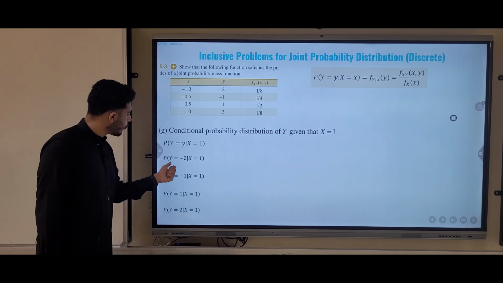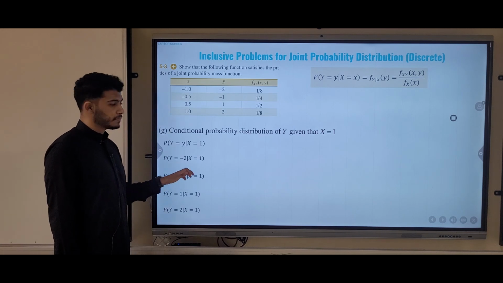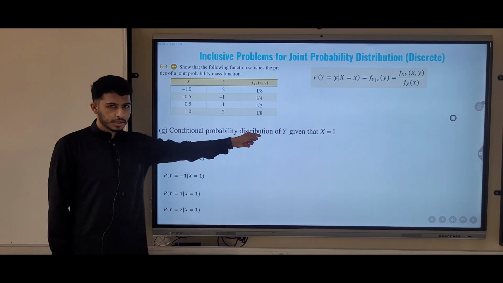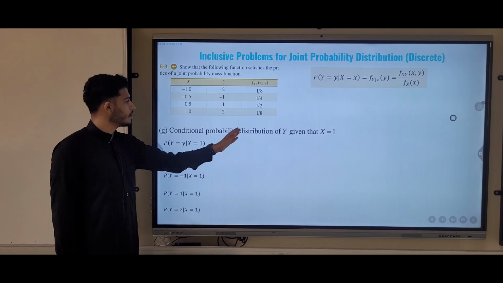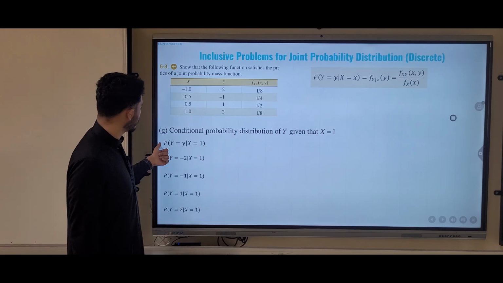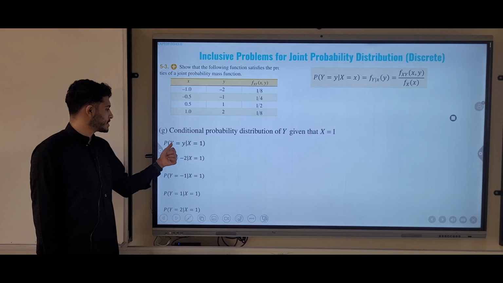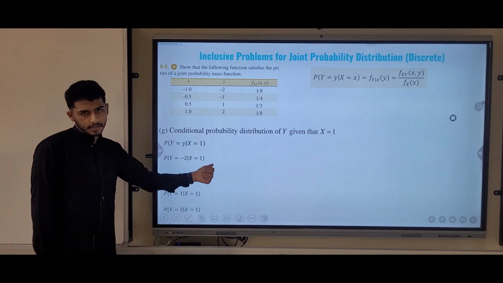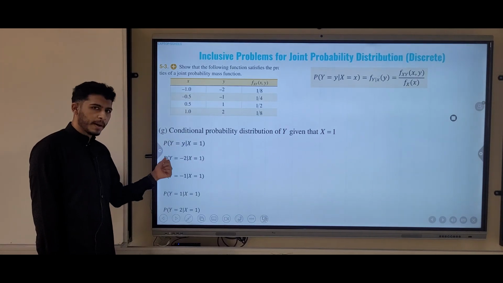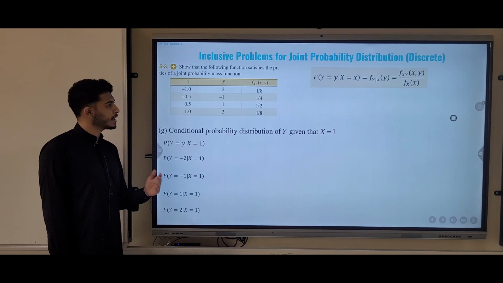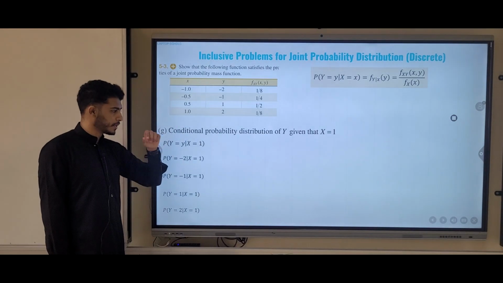For probability of y equals minus 2, we're dealing with a general case. I forgot to mention this. Still here also we're dealing with the general case because he did not tell us it wants the probability of y, for example, equals 1 given that x equals 1. If he says it in this manner, it means that it wants a general case and you can express it in terms of a table. This is exactly what I'm going to do.